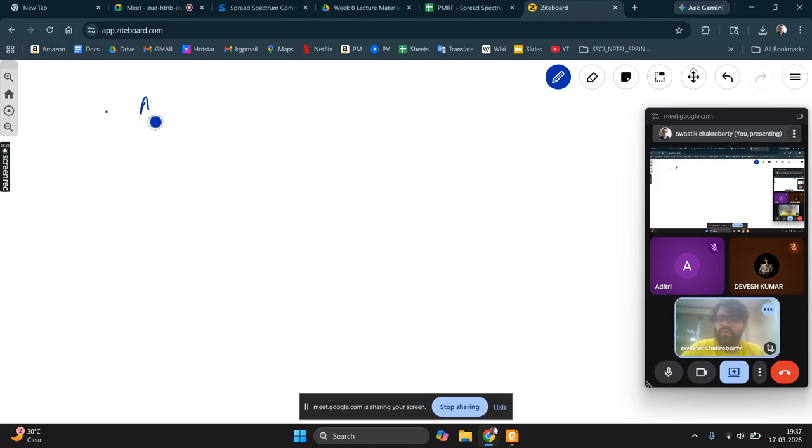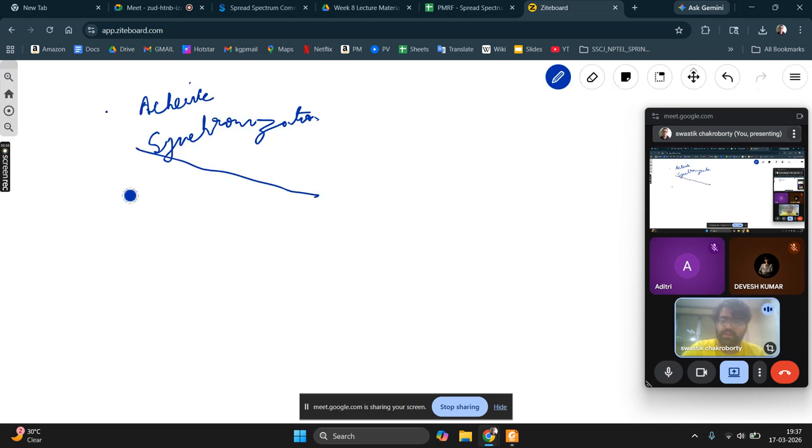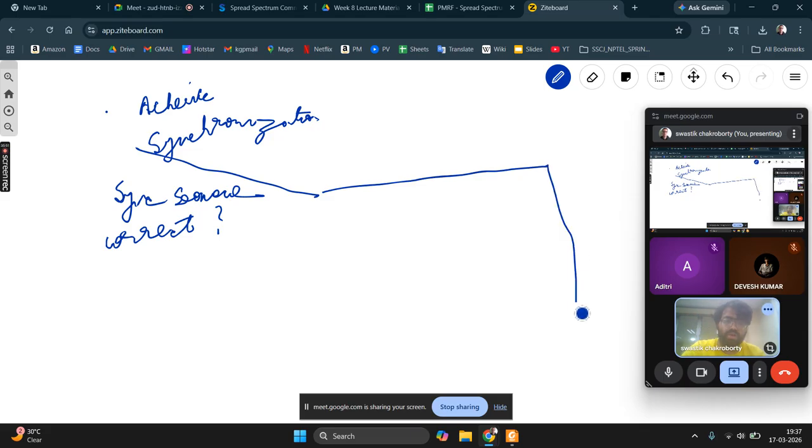So on one axis you have achieved synchronization of FHSS. So whether you have achieved synchronization or not, that is one question you are asking. And the second one is sync sequence correct? That is, have you arrived at the correct synchronization sequence? Have you predicted the correct sequence, correct hop? So those are the two questions.